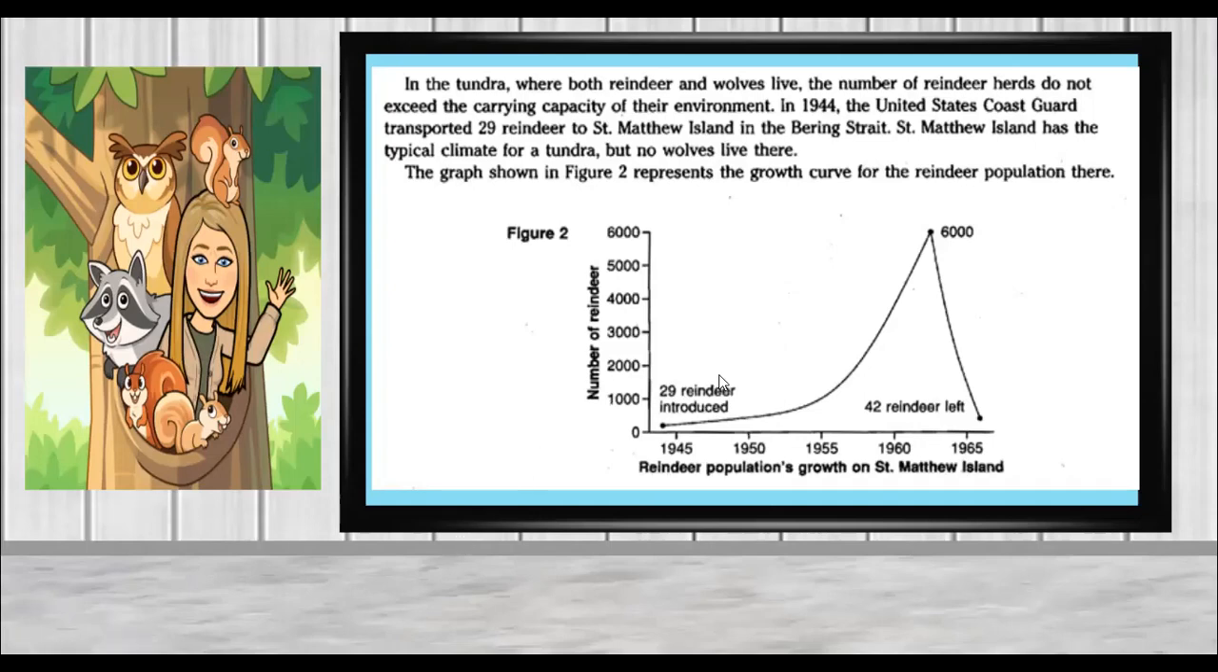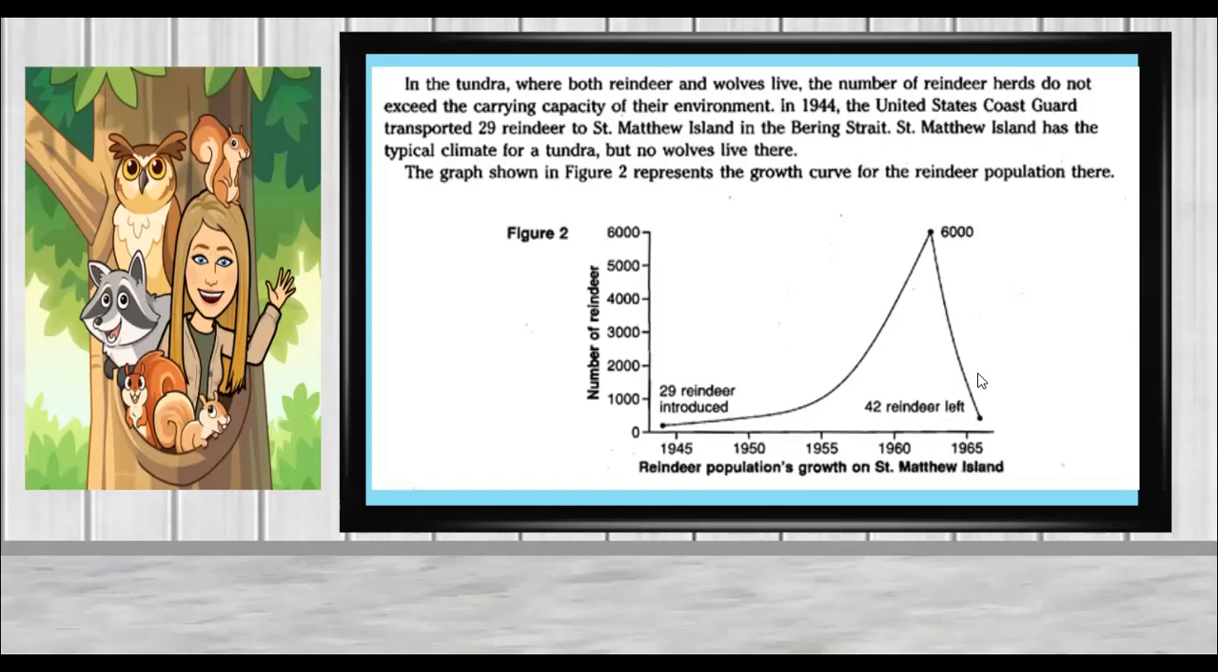So you can see how they introduced 29 reindeer in 1944, and there were no predators and probably nothing to really affect the environment as far as limiting factors go for these reindeer, mainly because there were no predators. And so we had this crazy population growth from 29 reindeer to over 6,000 in a very short time period, 20 years. And then this huge drop, this massive decline.